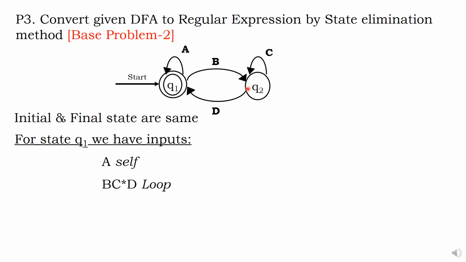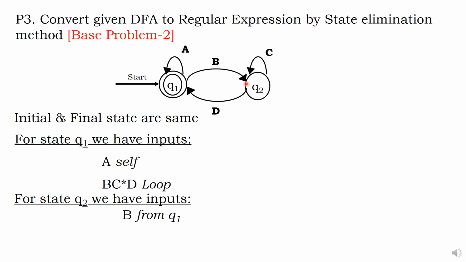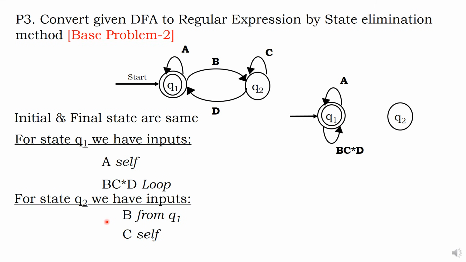Come on. If you stand at Q2, what will be the values? One is C star. Very good. The other one is B from Q1. That's all. Now let us draw the same diagram. Let me have Q1. What is the first diagram? A self loop. Done. What is the next diagram? B C star D self loop. Done. Now if we stand at Q2, what will happen? B from Q1, and C self loop.